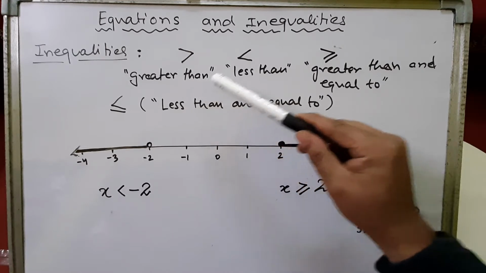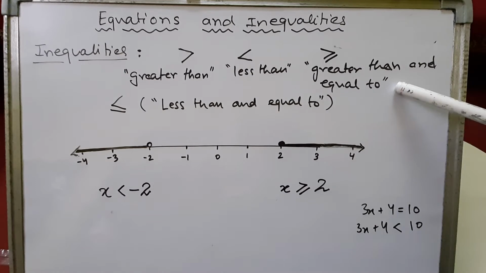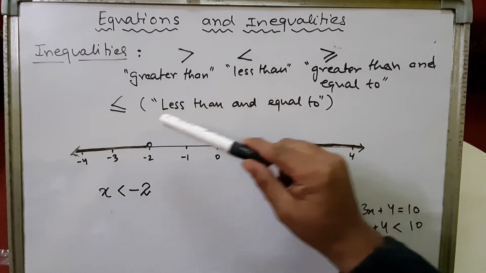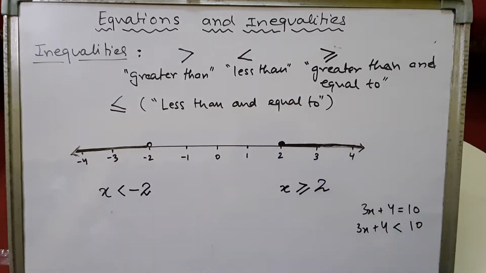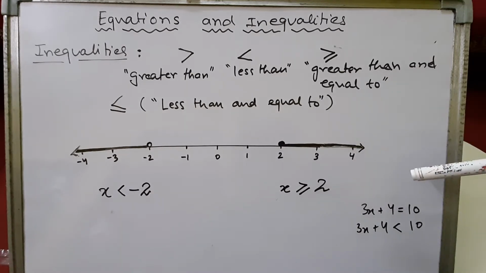This is the greater than sign. This is the less than sign. This sign represents greater than or equal to, and this sign represents less than or equal to. All right. Whenever these signs are used, we say it is an inequality rather than an equation.